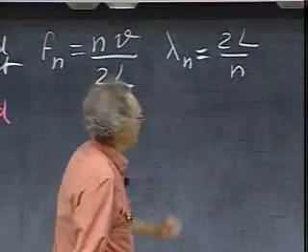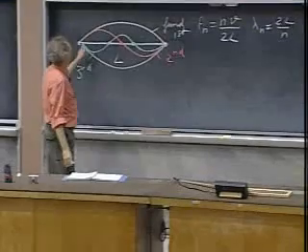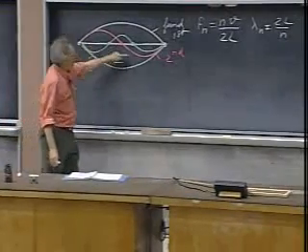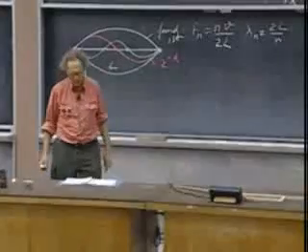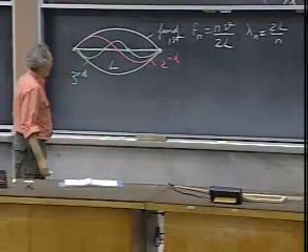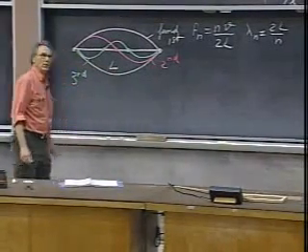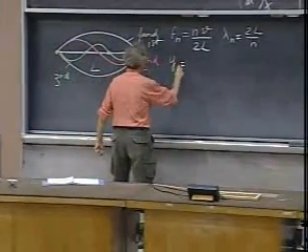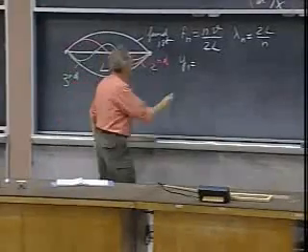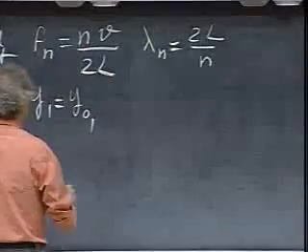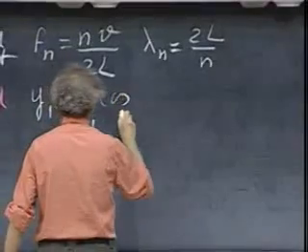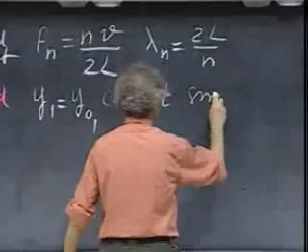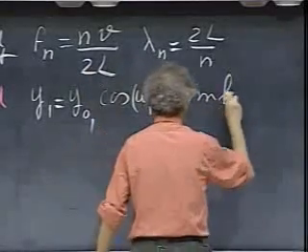If you put in n equals 1, you see that the wavelength is indeed twice the length. And if you put in n equals 2, you see that the wavelength is exactly L. So let us write down, for the fundamental, the equation for a standing wave. y_1, 1 refers to the fundamental, would be y_0,1 times the cosine of omega_1 t times the sine of k_1 x.